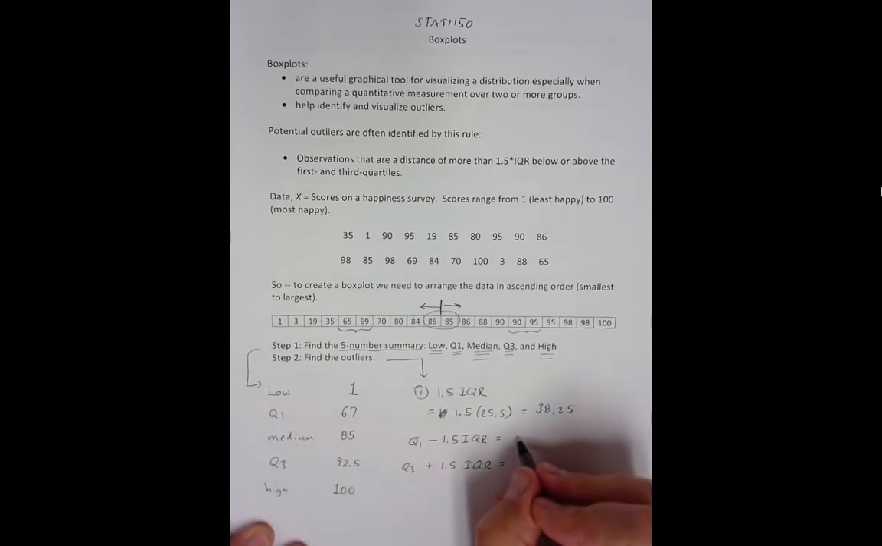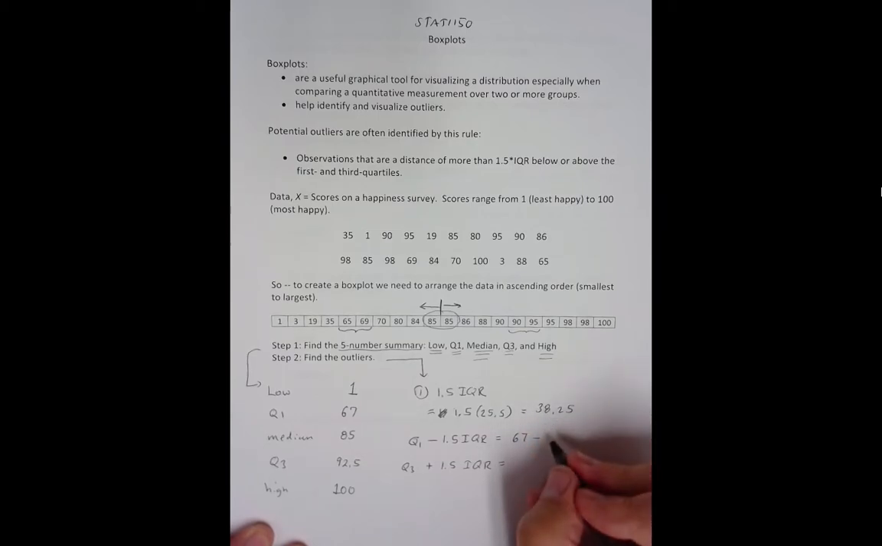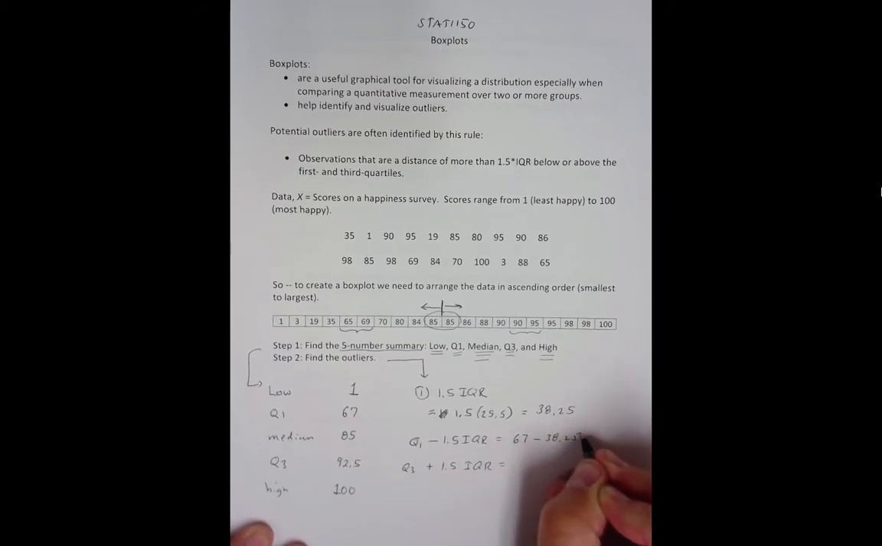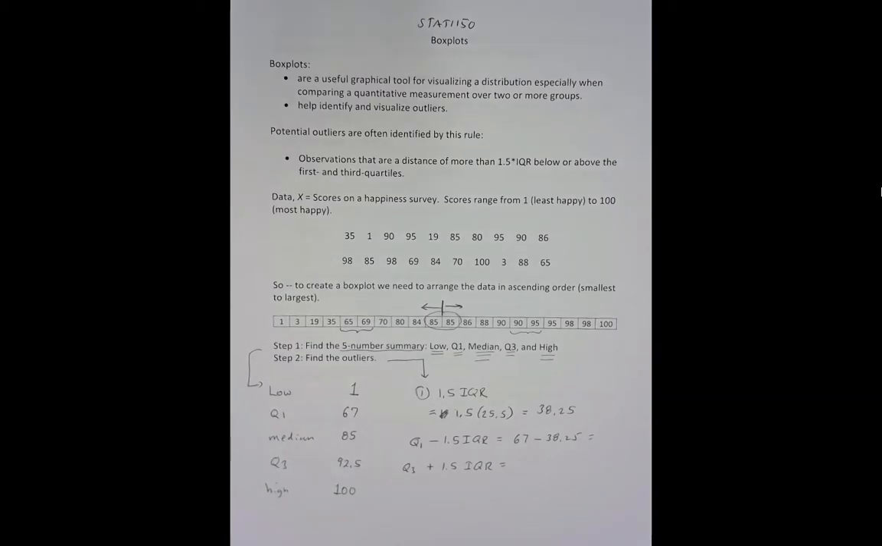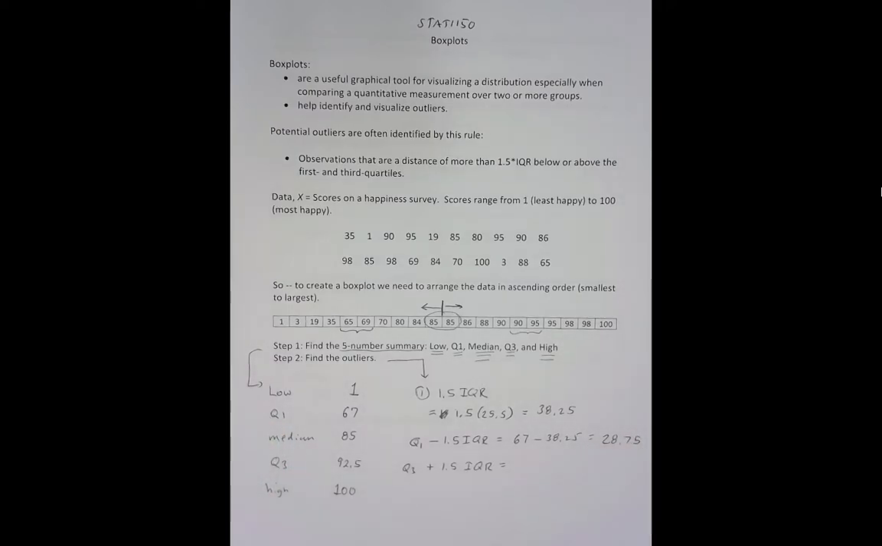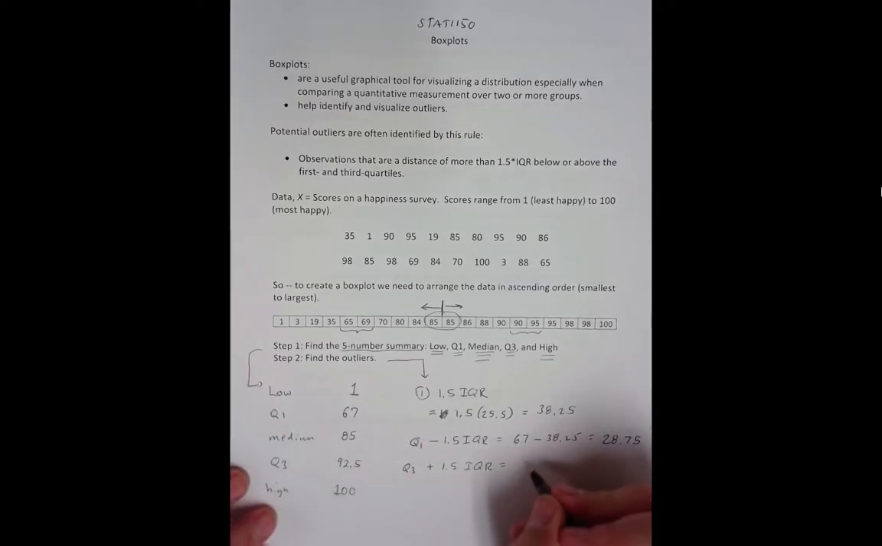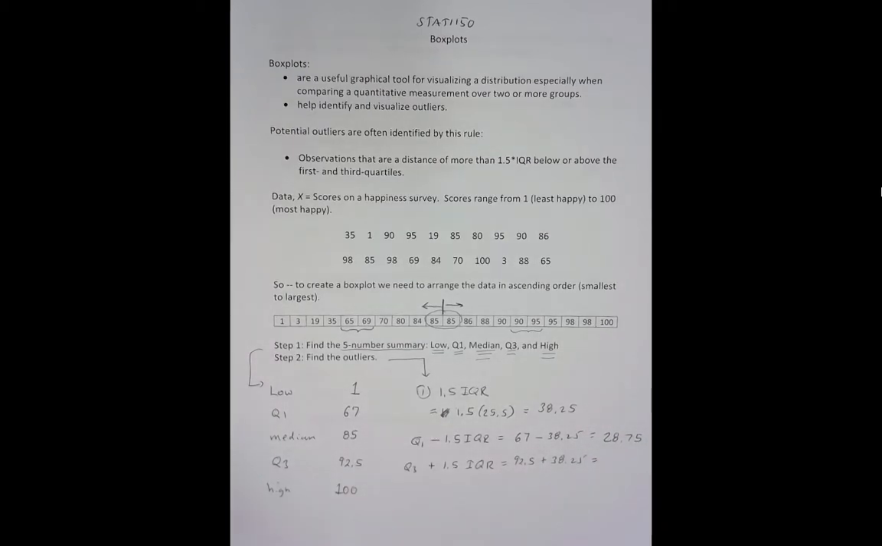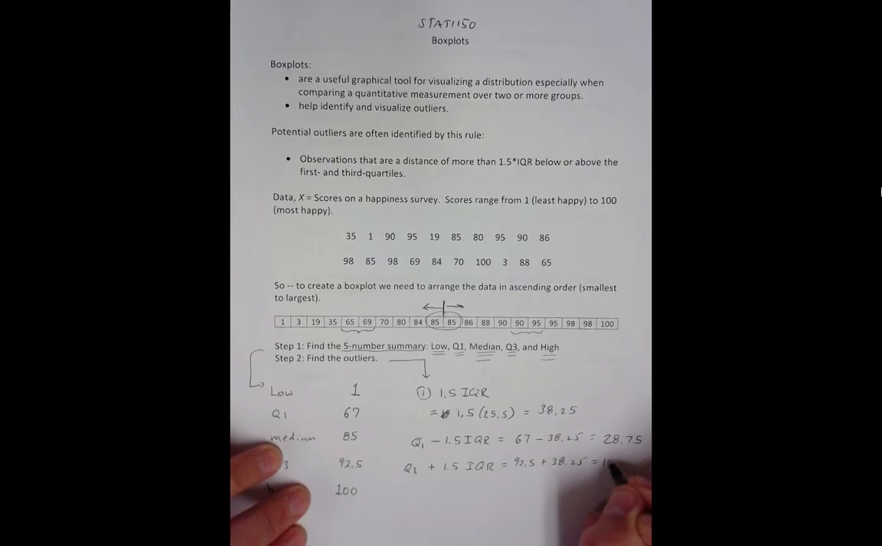So Q1 is 67 minus 38.25. And that's 28.75. And then I need to take Q3, which is 92.5, and add the 38.25, and I get 130.75.